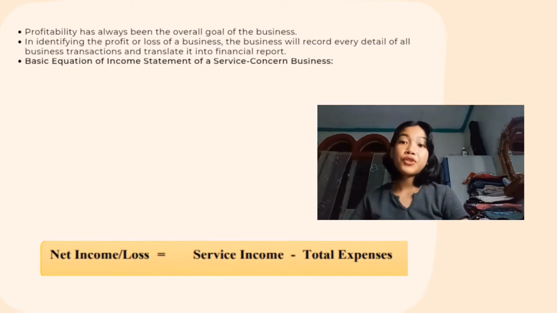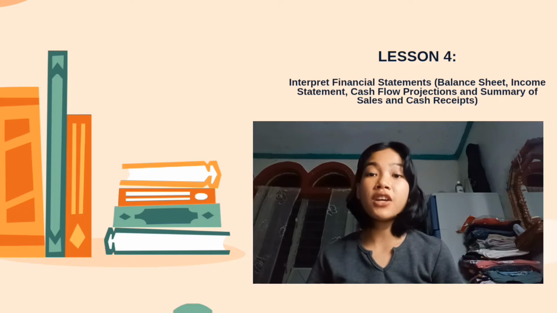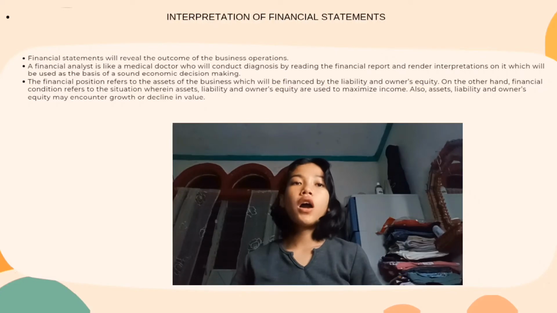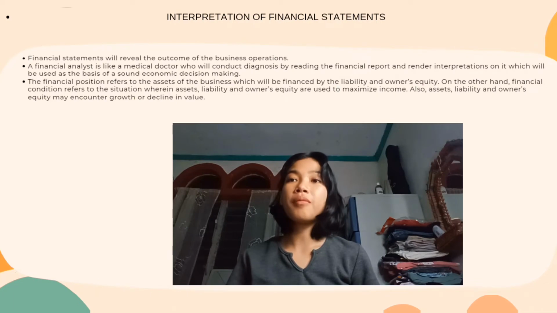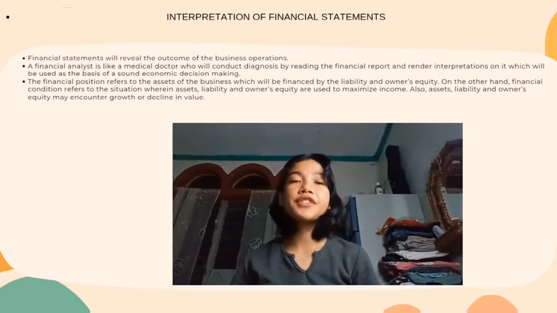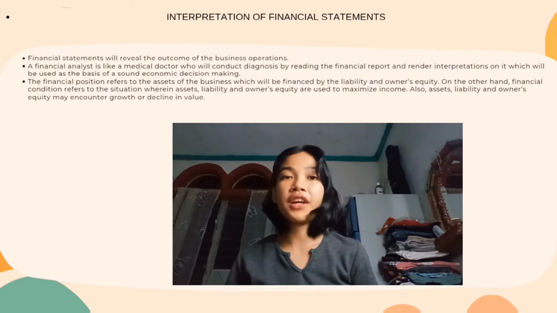Now let's move on to lesson 4, which is to interpret financial statements, which includes balance sheet, income statement, cash flow projections, and summary of sales and cash receipts. Interpretation of financial statements. So, what are financial statements? As I have mentioned earlier, a financial statement is an income statement. So, this will reveal the outcome of the business operations. Financial statements are a set of documents that show your company's or negosyo's financial state at a specific point in time.